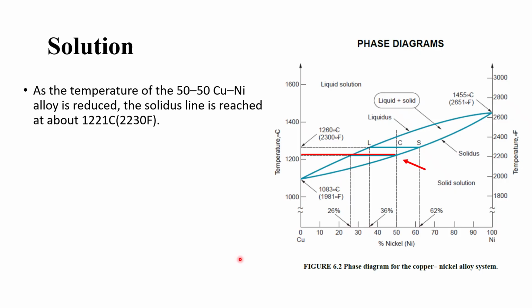Now, as the temperature of the 50% copper and nickel alloy is reduced, the solidus line is going to be reached at about 1221. So you can see that I made the line here at a lower level. That's the 50-50, as you can see here, 50% nickel, 50% copper. So the temperature is going to be 1221.